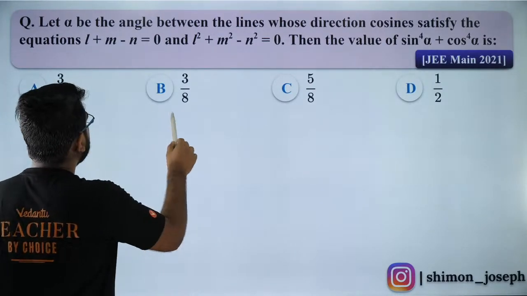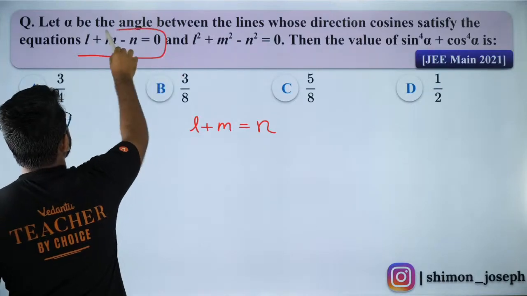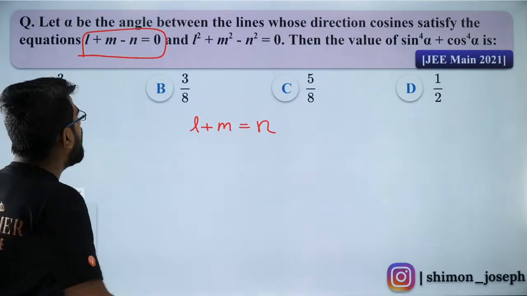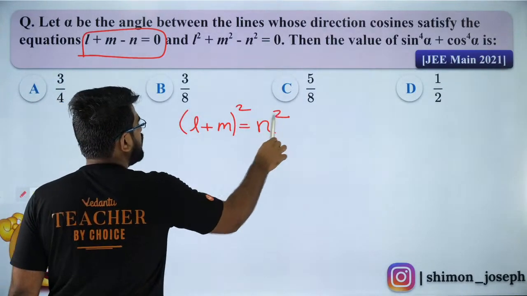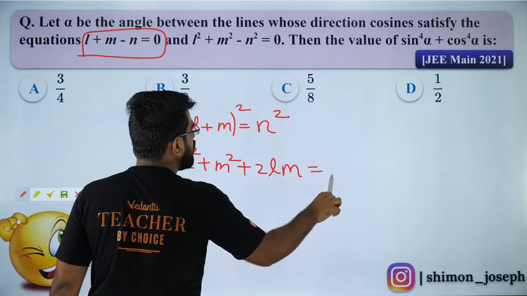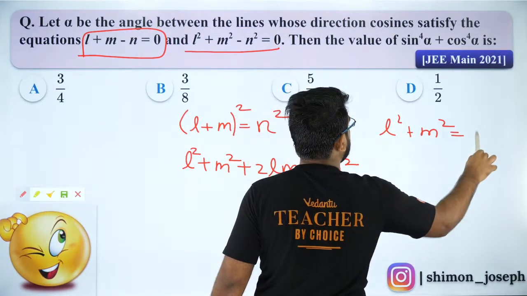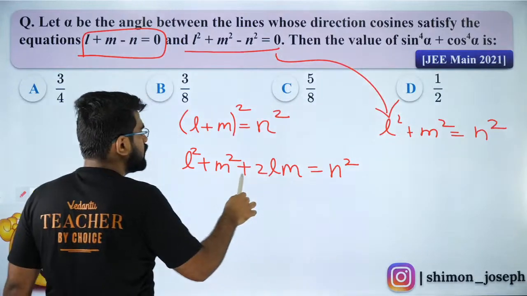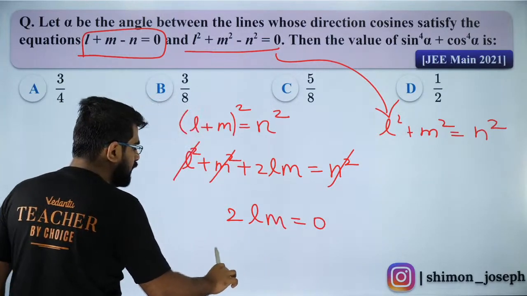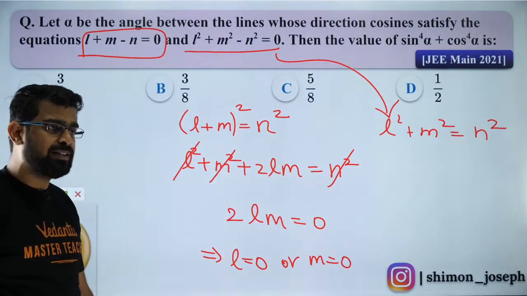Listen carefully, guys. So first of all, I have L plus M is equal to N. Is that correct, my dear students? Are you all cool with that? Now, can I square this on both sides? So what will I get? I will get L square plus M square plus 2LM is equal to N square. Now L square plus M square is N square. So I will get 2LM is equal to 0, which means either your L is 0 or your M is 0. Are you guys okay with it?